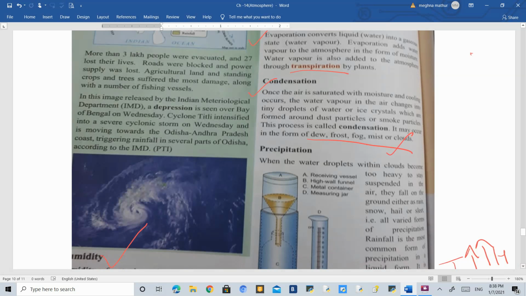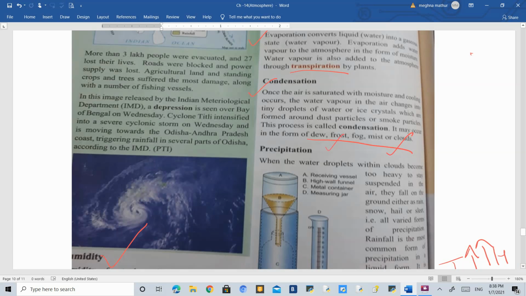Then the second thing is frost. Now frosting happens only at those places where the temperature is always below freezing. Okay. Those regions, like in India the areas near the Himalayas and so on. Here whenever the process happens, it always converts into frost. So it happens when the temperature is below freezing point.